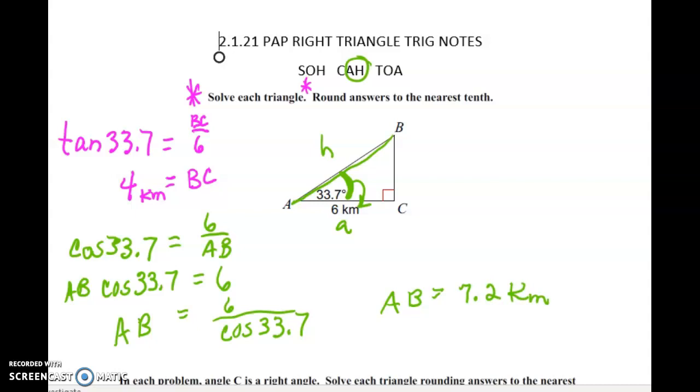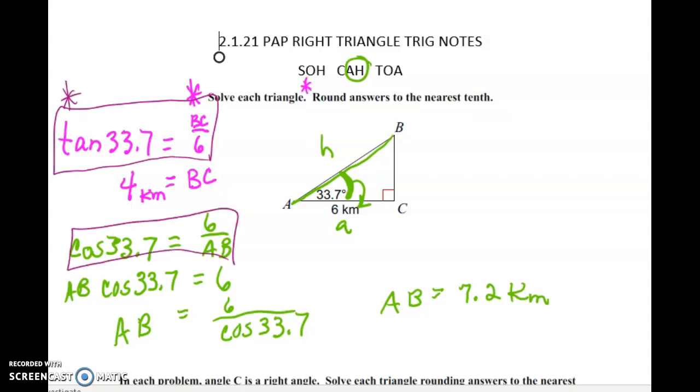And when you do your work, I want to make sure that you guys are showing me the equation that you use to set up. So this equation and this equation, and I know from there you're going to do it in your calculator.